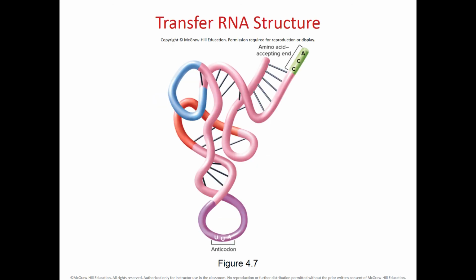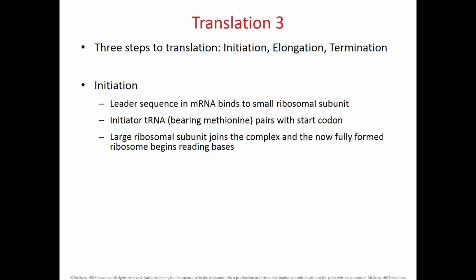So this is how the transfer RNA looks. At one end is the charge area, where you put the amino acids. And here is what's called the anticodon. This anticodon binds to the sequence of messenger RNA, and it's going to be specific for whatever amino acid is coded within the messenger RNA.